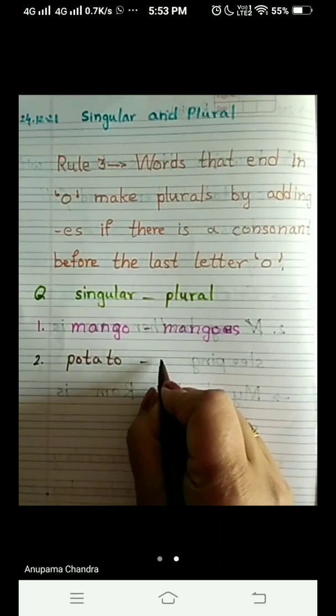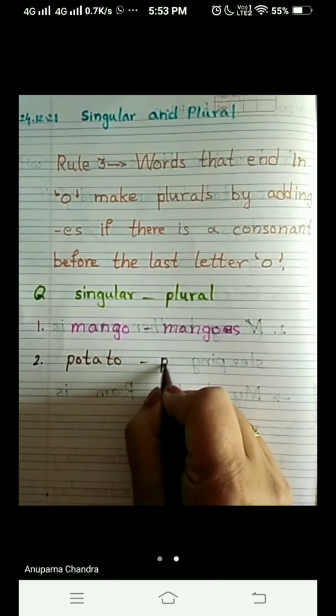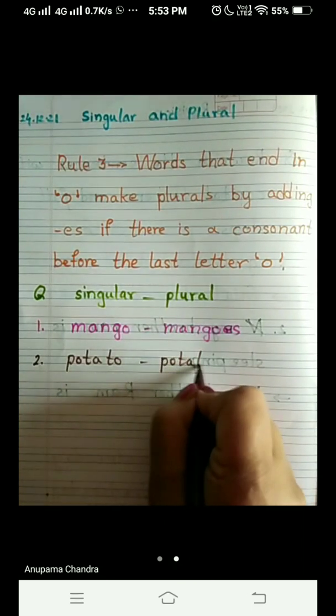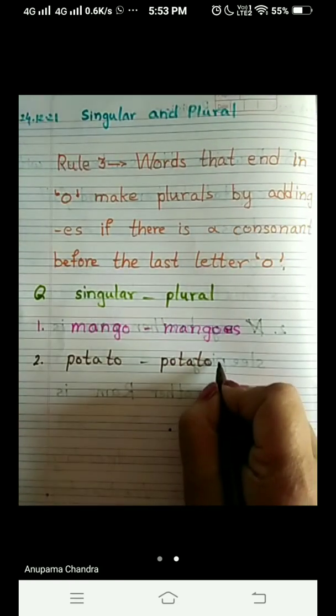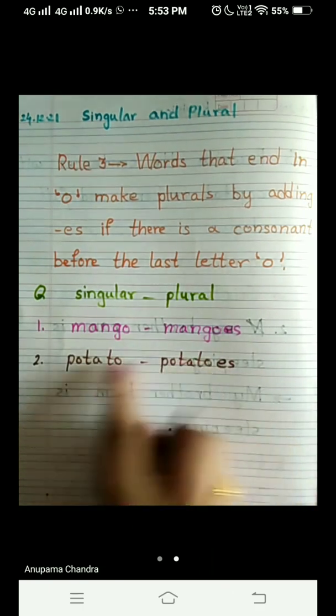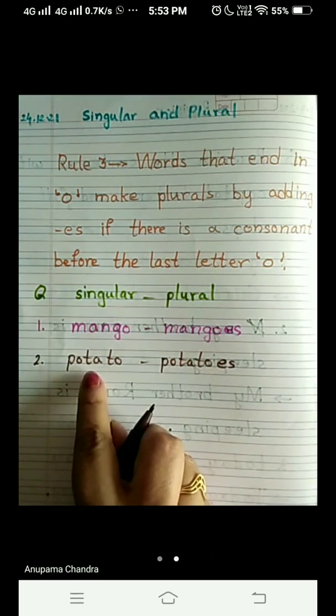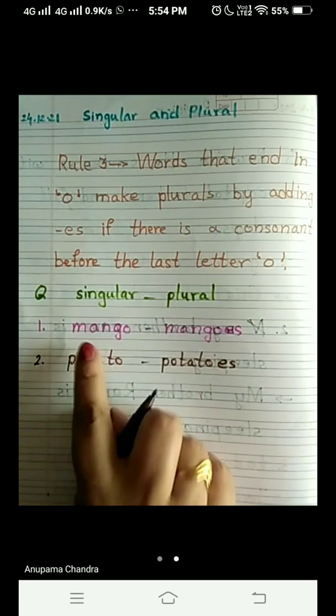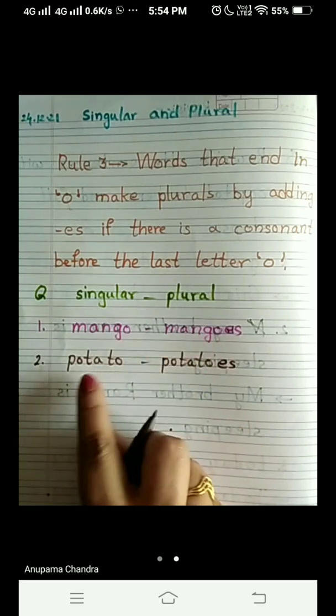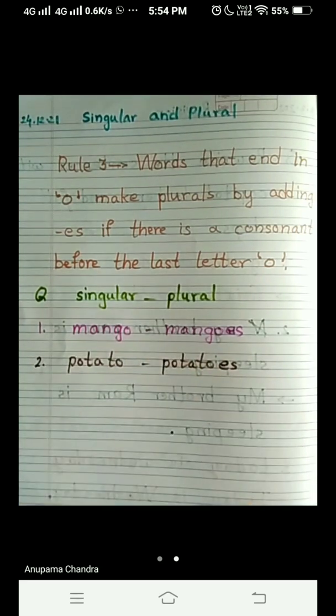So what are we going to do? We will write the same word again. Potato. Right? And we have to add es to the word to make the plural form of potato. So now we have potato, potatoes. Correct? Mango, mangoes. Potato, potatoes.